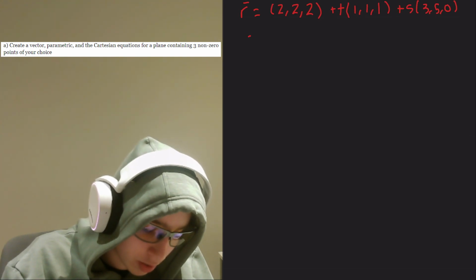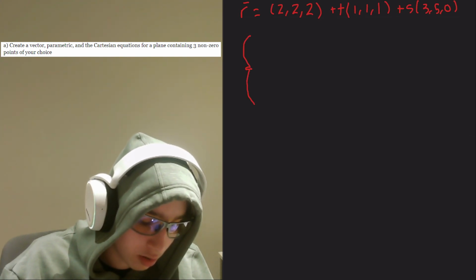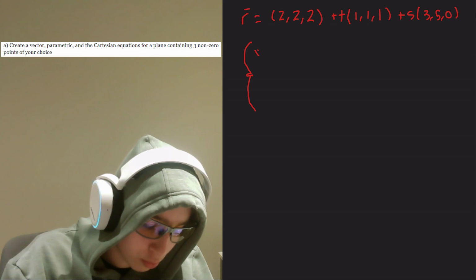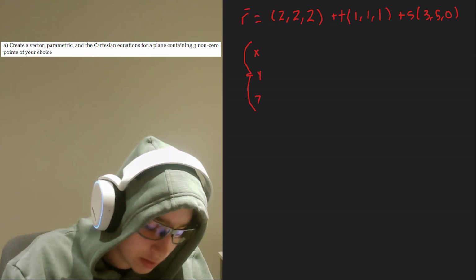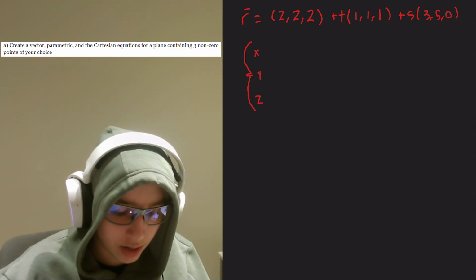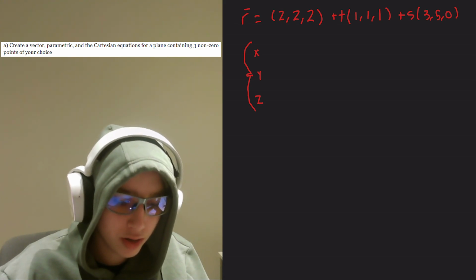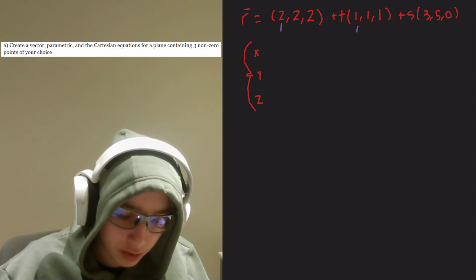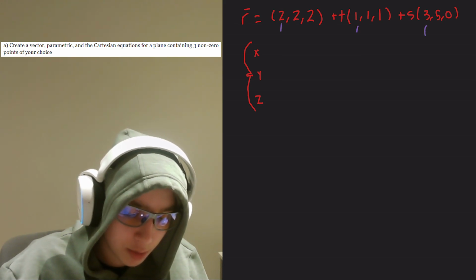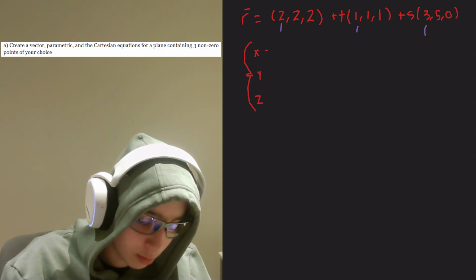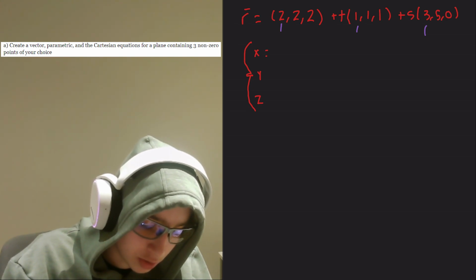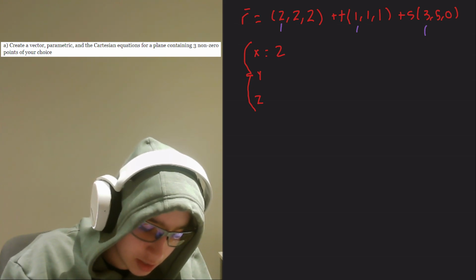So I'm just going to write a big bracket here to contain our parametric equation. We'll write x, y, and z. So the way we're going to do this is we're kind of going to break up the first point, so our x point here, x point here, x point here, and that's all going to be contained inside of our x variable right here. So we'll do x is equal to 2, and then we're going to add t, and then we're going to add 3s.